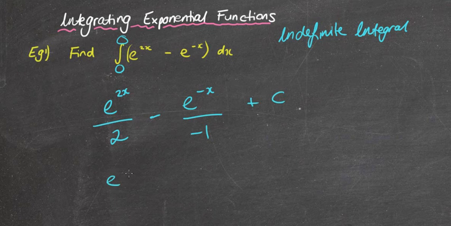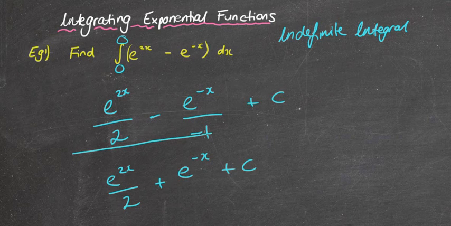So let's just fix this up. e to the power of 2x over 2. Now, negative makes positive. Over 1, we can just leave off, so e to the power of negative x, plus c. And that is my final answer.